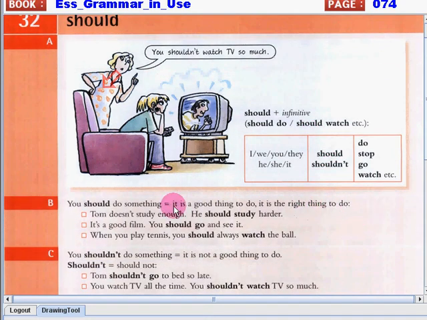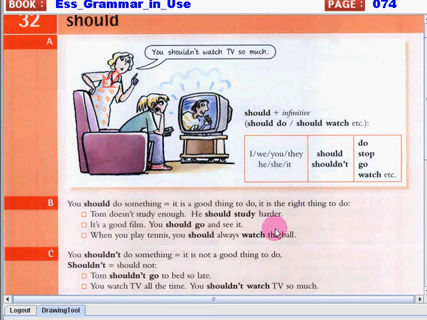Now, you should do something. This means it is a good thing to do. It is the right thing to do. Again, when you say you should do something to someone, that means you're saying that it's a good thing to do. It is the right thing to do. Let's have some examples. Tom doesn't study enough. He should study harder. So here, you are saying that Tom should study harder because it is the right thing to do. Why? Because he doesn't study enough.